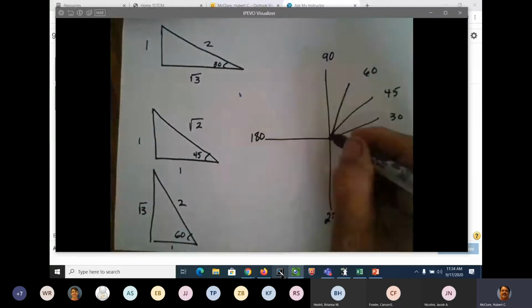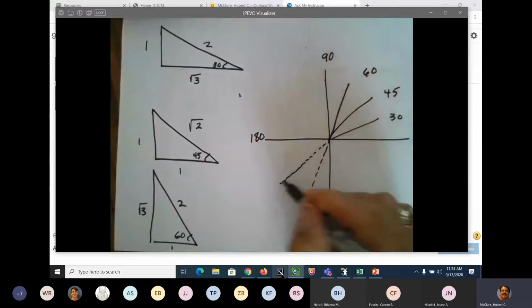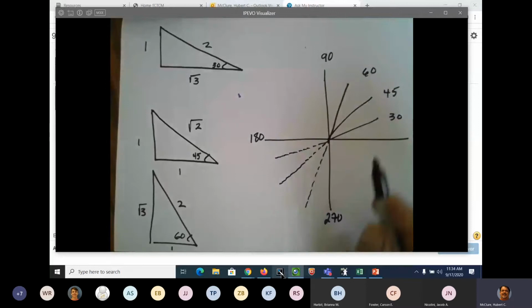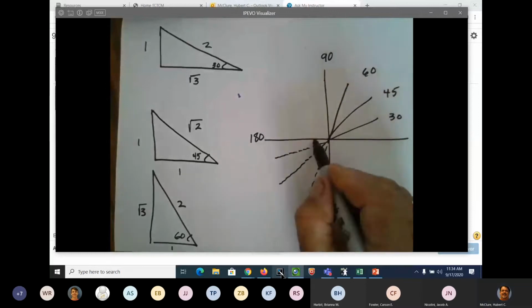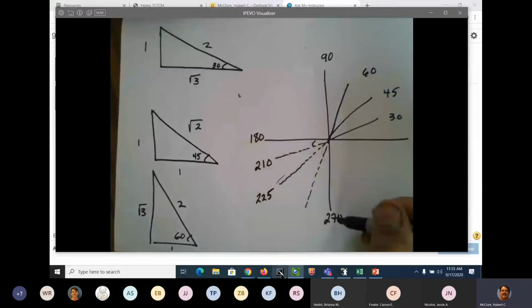Well, this one goes down this way. This one goes down this way. And this one goes down this way. Somebody tell me what 180 plus 30 is. 210. And what's 180 plus 45? 225. Good job. Thank you for the interaction. I appreciate that. What is 270 minus 30? 240.